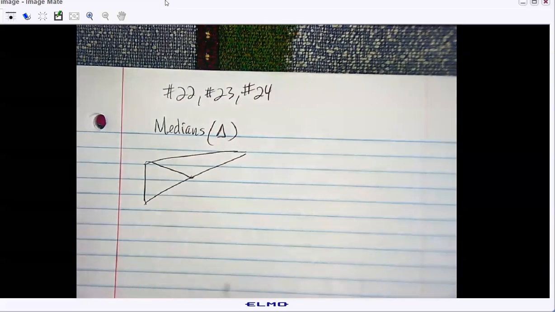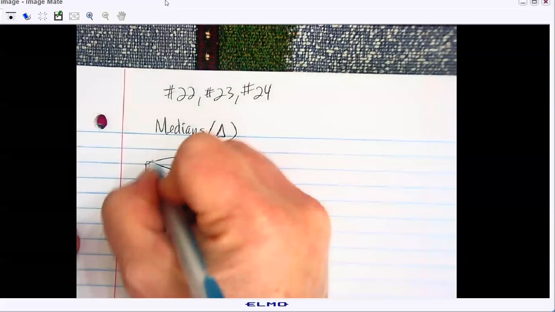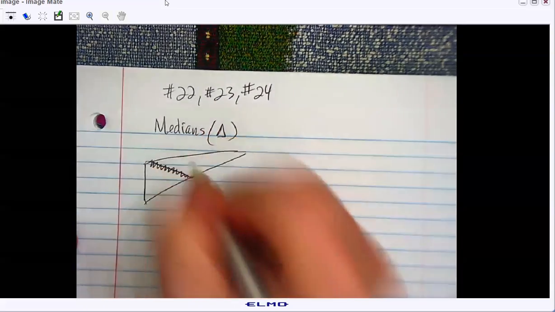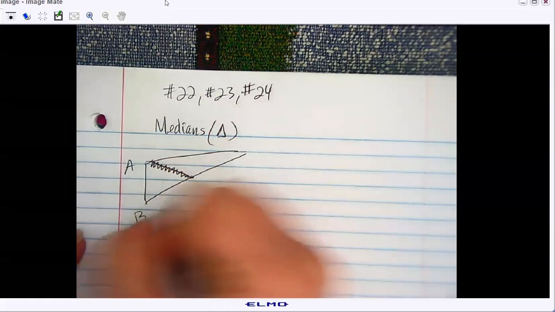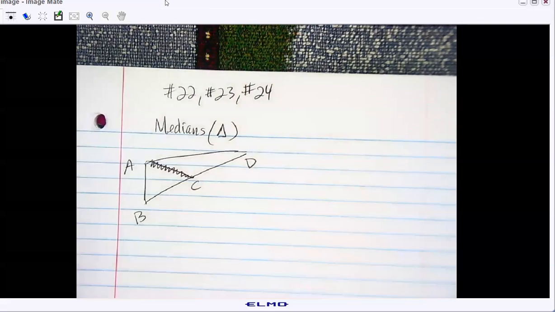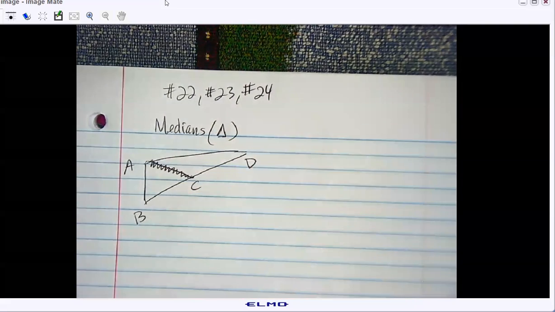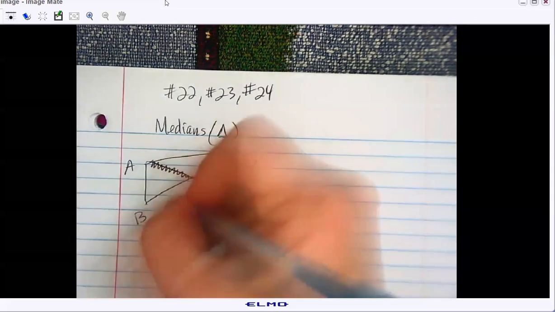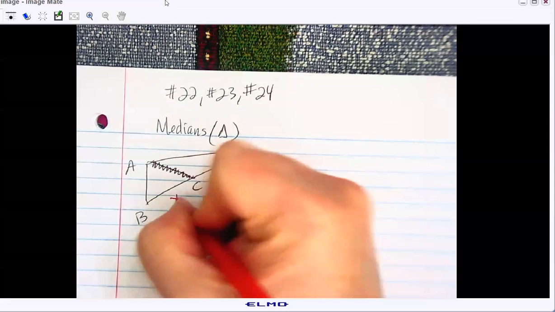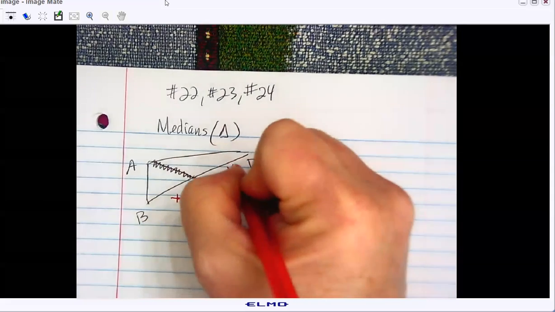Okay. So they're going to tell you that this is a median. This right here would be a median. And let's label it A, B, C, D. So we've got two pieces of information that this is X and this is 10.